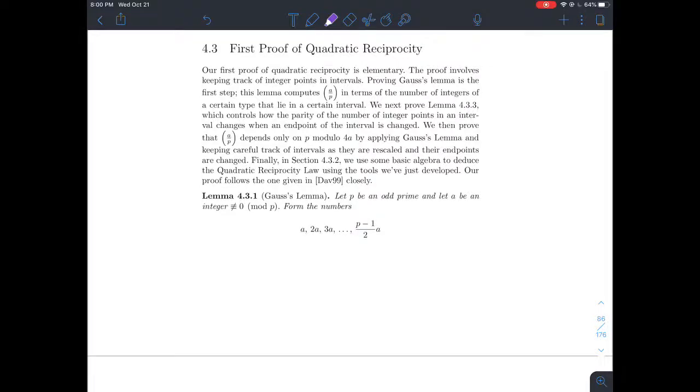This is a short video about Gauss's lemma. This is from section 4.3 of Stein's Elementary Number Theory book. Gauss's lemma is the first thing that we need in order to prove Gauss's quadratic reciprocity law.